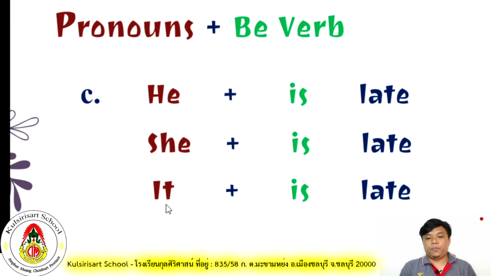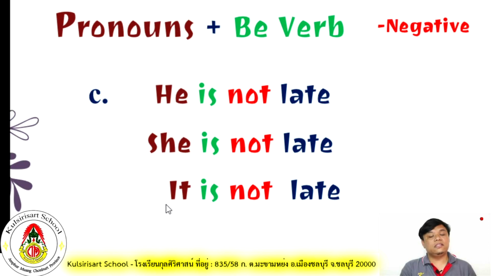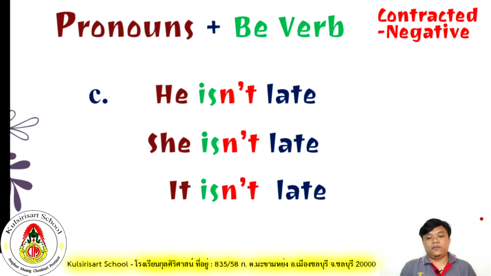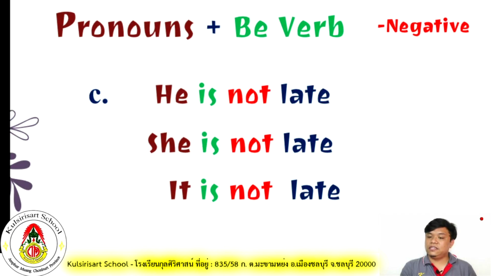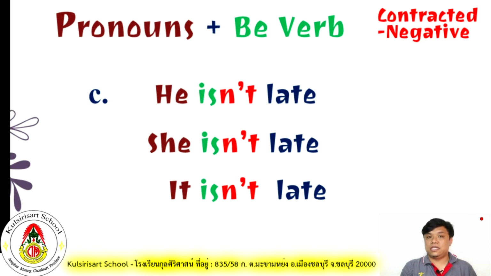Okay? For pronouns he, she, and it, we put negative statement by adding the word not. He is not late. She is not late. And it is not late. Okay? For contraction, we use he's not late, she's not late, it's not late. But another form of contraction, we say he isn't late, she isn't late, or it isn't late. Again, he is not becomes he's not, or you can use the other contraction, he isn't.